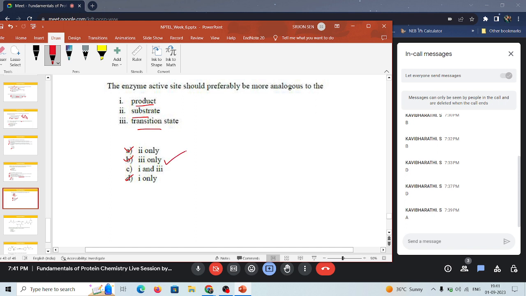So keep this in mind. If it is an MSQ, go for 1, 2, 3. But if it is an MCQ, try going for 3, because the transition state is the intermediate state and it lies in between the substrate and the product.